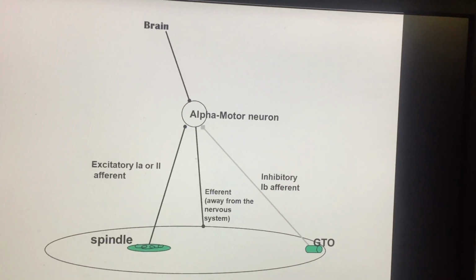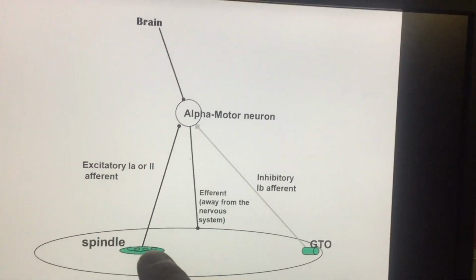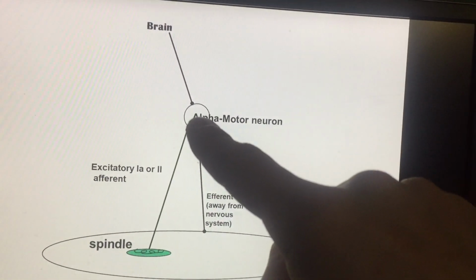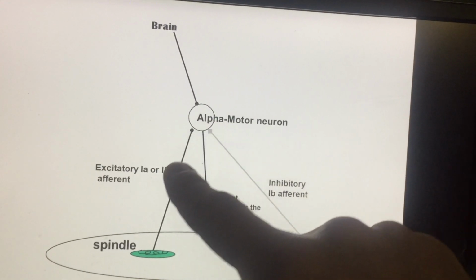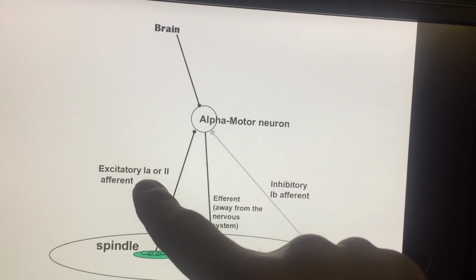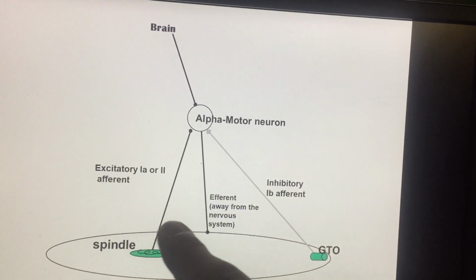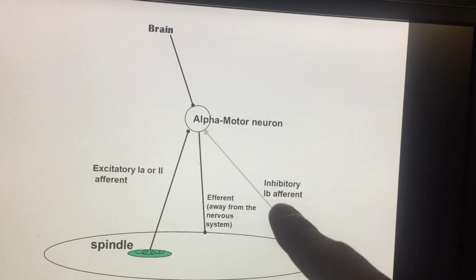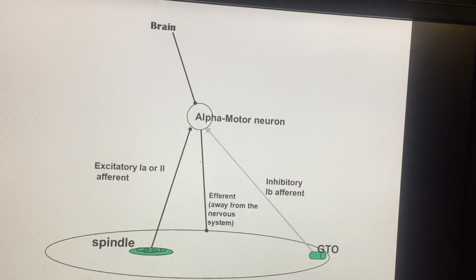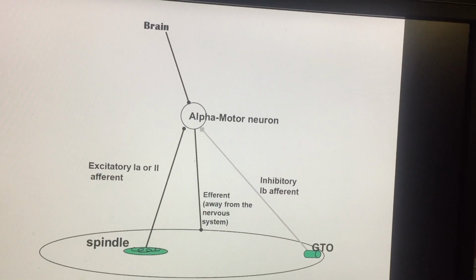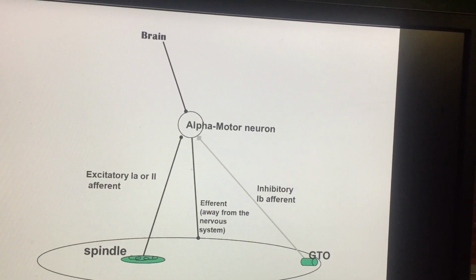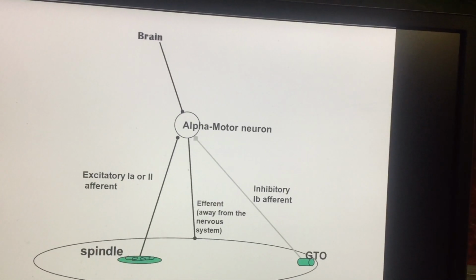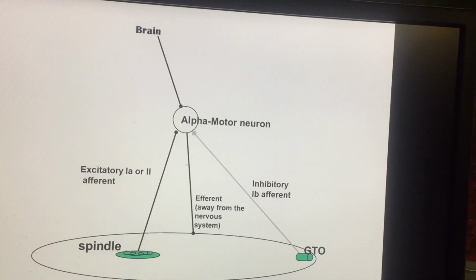And a little bit more detail here. That excitatory nerve fiber that goes from the spindle to your alpha motor neuron is called excitatory type 1A or 2 afferent, whereas the one that's coming from the Golgi tendon organ is your type 1B afferent. A little bit confusing with the numbering and the letters there. I'm not sure why they came up with that system, but that's what those afferents are called.